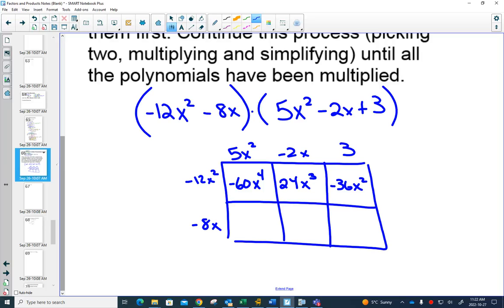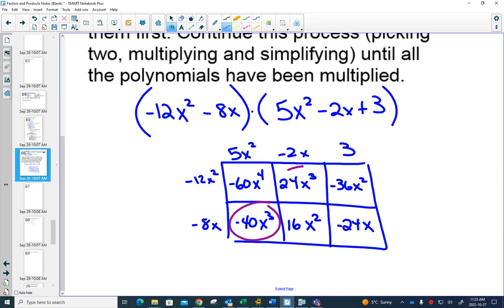The other nice thing about the chart method is you can get, like, oh, someone sent me a text and you're distracted and you're like, oh, where was I? Oh, I'm right here. Minus 40 x cubed plus 16x squared and minus 24x.